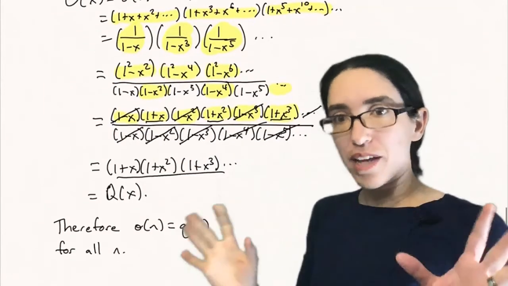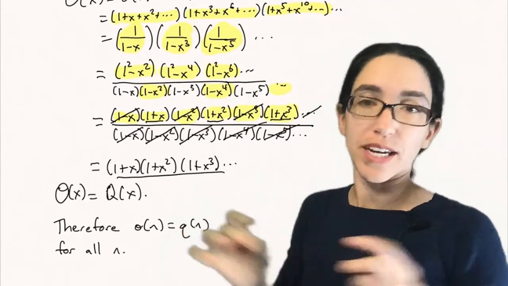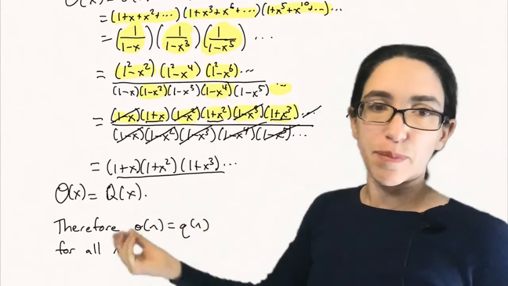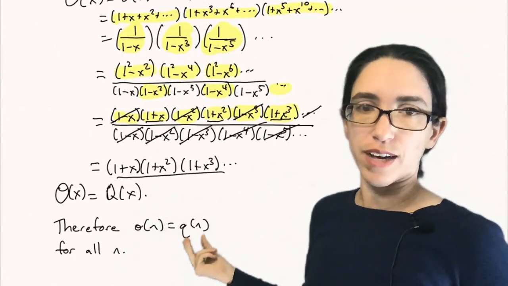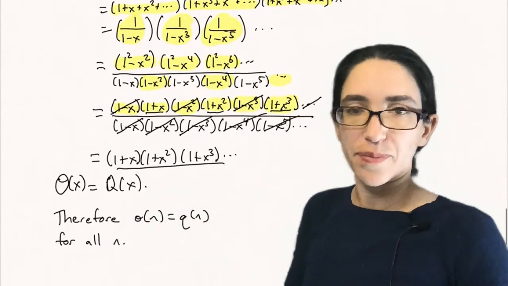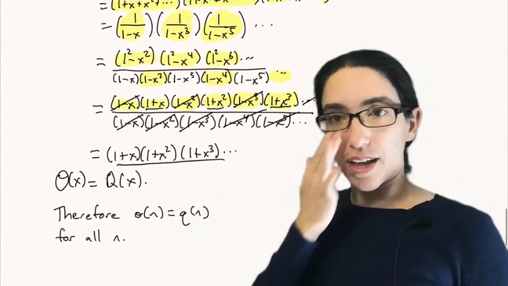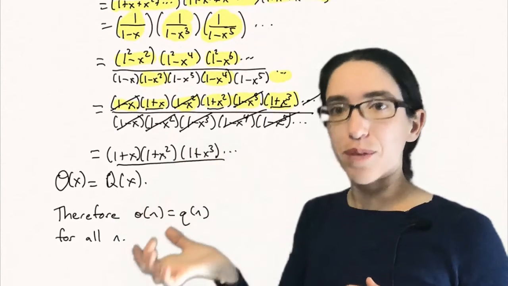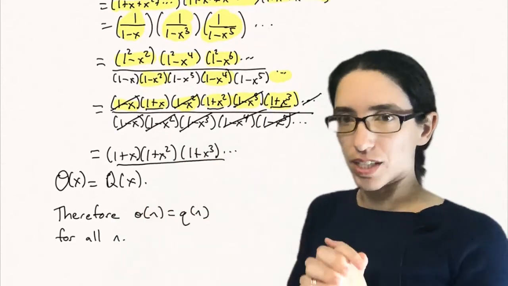And when two generating functions are equal, that means each coefficient has to be equal when you write it out as a power series. And that means the nth coefficient, O of n, equals the nth coefficient of q of x, which is q of n for all n. And so that proves, just using generating functions in algebra, that the number of partitions into odd parts equals the number of partitions into distinct parts for any positive integer n.